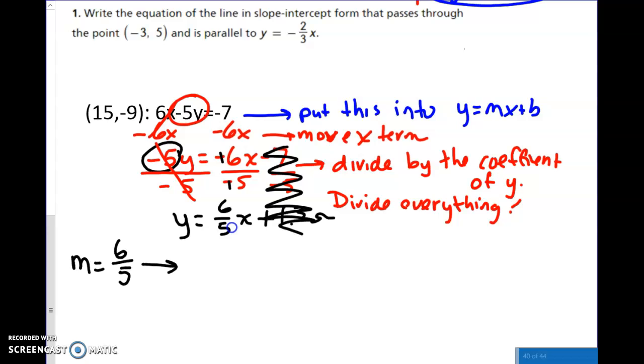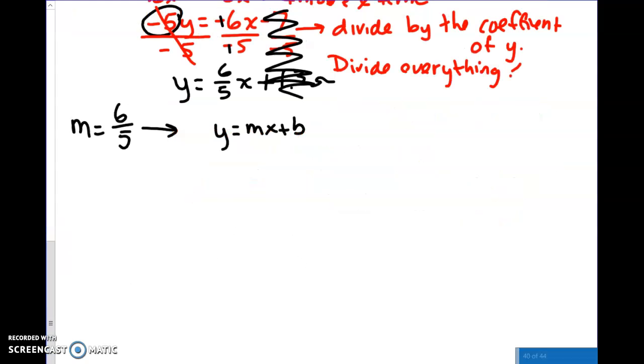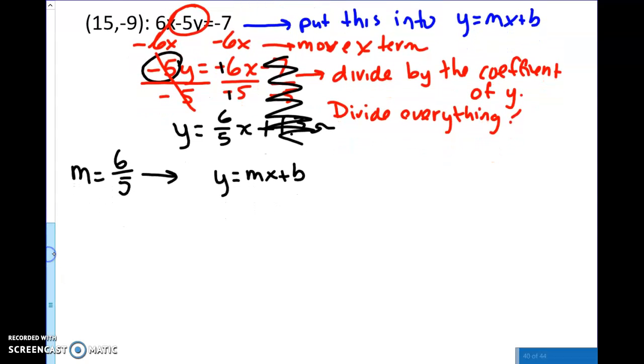And now I can go ahead and do whatever method I like from above. So I'm going to go with y equals mx plus b. And I'm going to plug in my point. So I got negative 9 for y, 6 over 5 for m, 15 for x. And I put 6 divided by 5 times 15 in the calculator, and I get 18, I think.